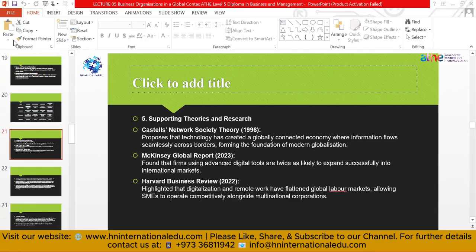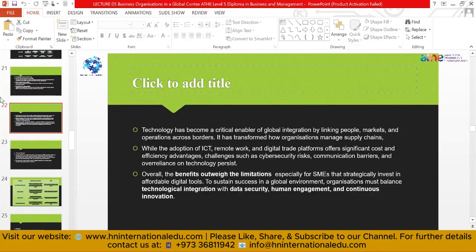It is very easy. You just need to search on the internet, and if there is some important aspect done by the researcher, it will show us. Tech has become a critical enabler of global integration by linking people, markets, and operations across borders. Everyone, whether it's a human, a technology, or a skill, we're able to mingle it together. It has transformed how organizations manage the supply chains.